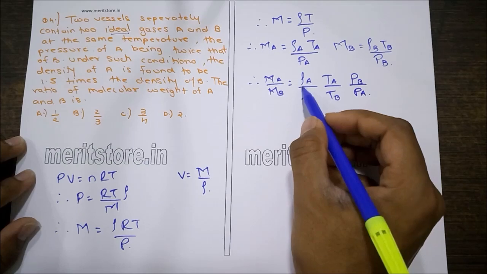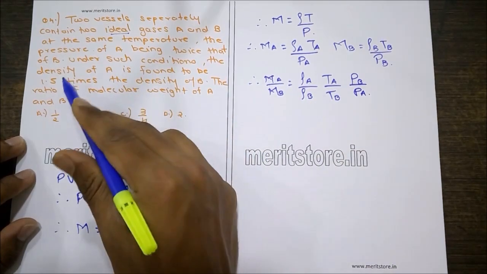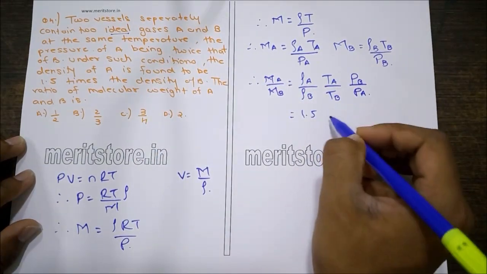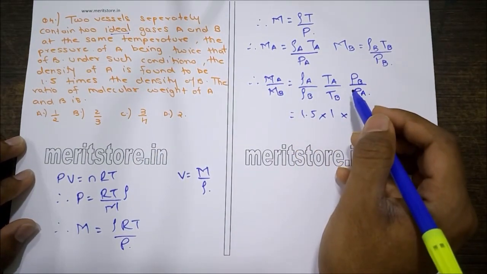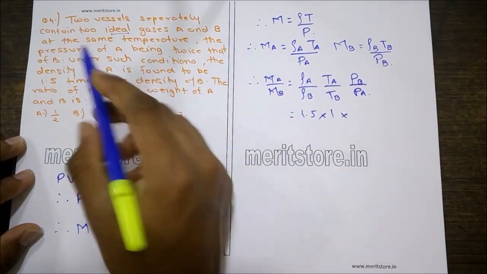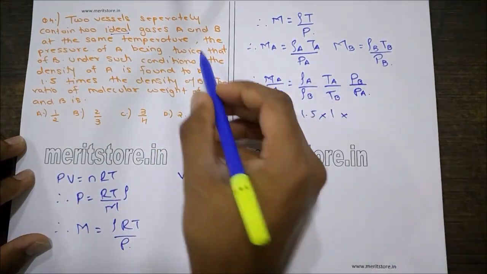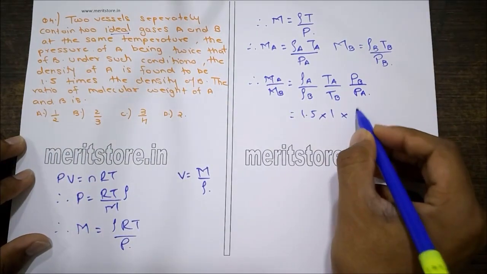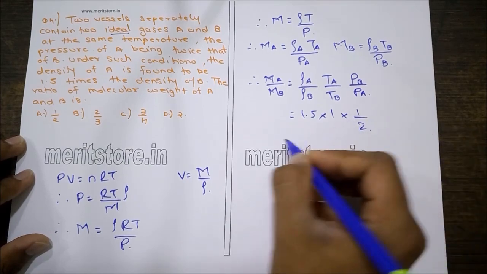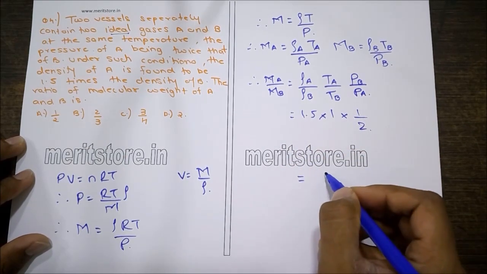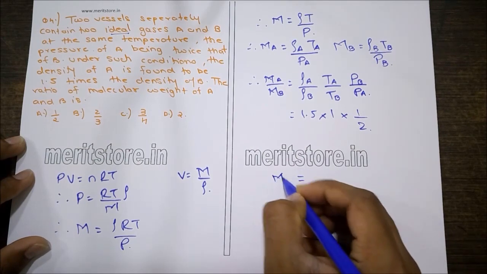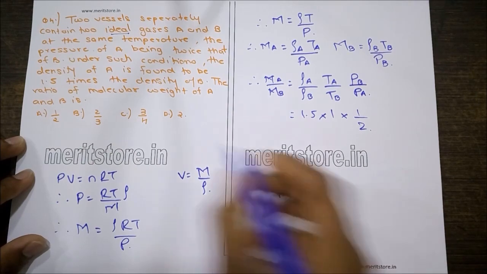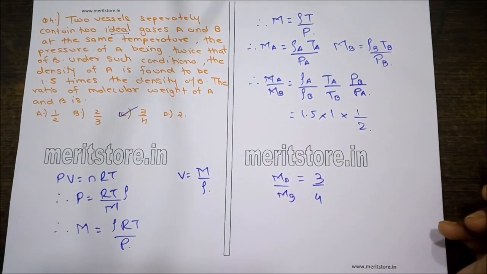So the ratio of the density is 1.5 times. So 1.5, since they are at the same temperature, the ratio would be 1, and the pressure is given, pressure of A is twice that of B, so the ratio is twice of B. So this comes out to be MA by MB, you get it as 3 by 4. Hence option C is the correct answer.